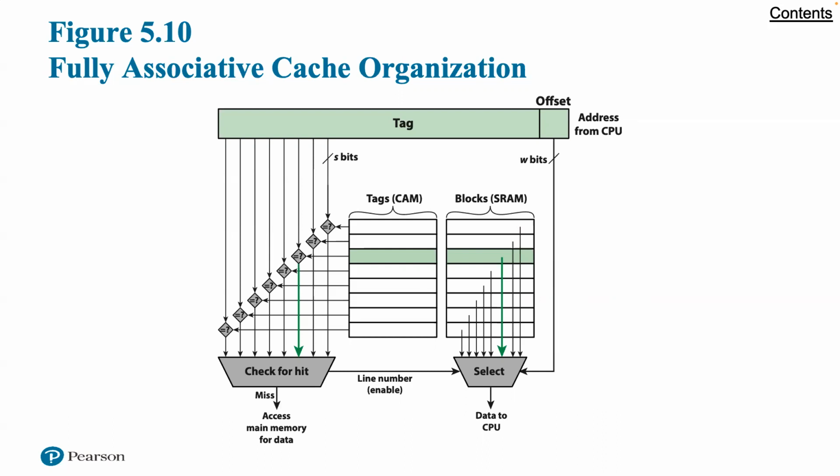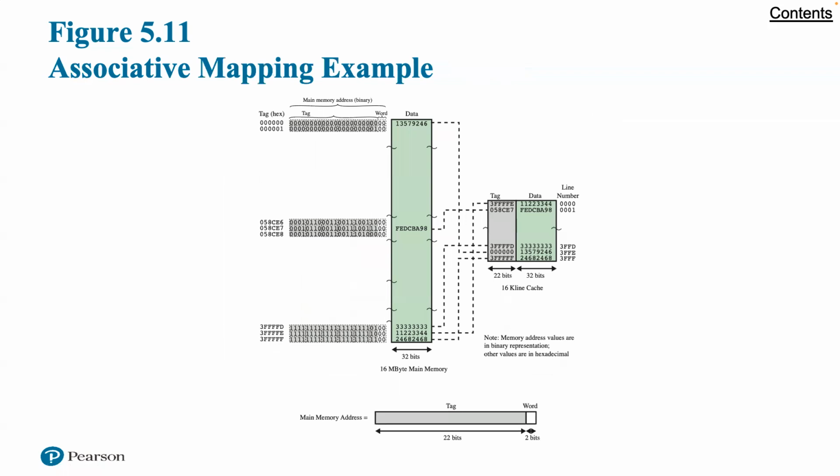Note that no field in the address corresponds to the line number, so the number of lines in the cache is not determined by the address format. Instead, if there is a hit, the line number of the hit is sent to the select function for the cache hardware as shown in figure 5.9. With associative memory mapping, there is flexibility as to which block is replaced when a new block is read into the cache. Replacement algorithms discussed later in the section are designed to maximize the hit ratio. The principal disadvantage of associative mapping is the complexity of the circuitry required to examine the tags of the cache lines in parallel.